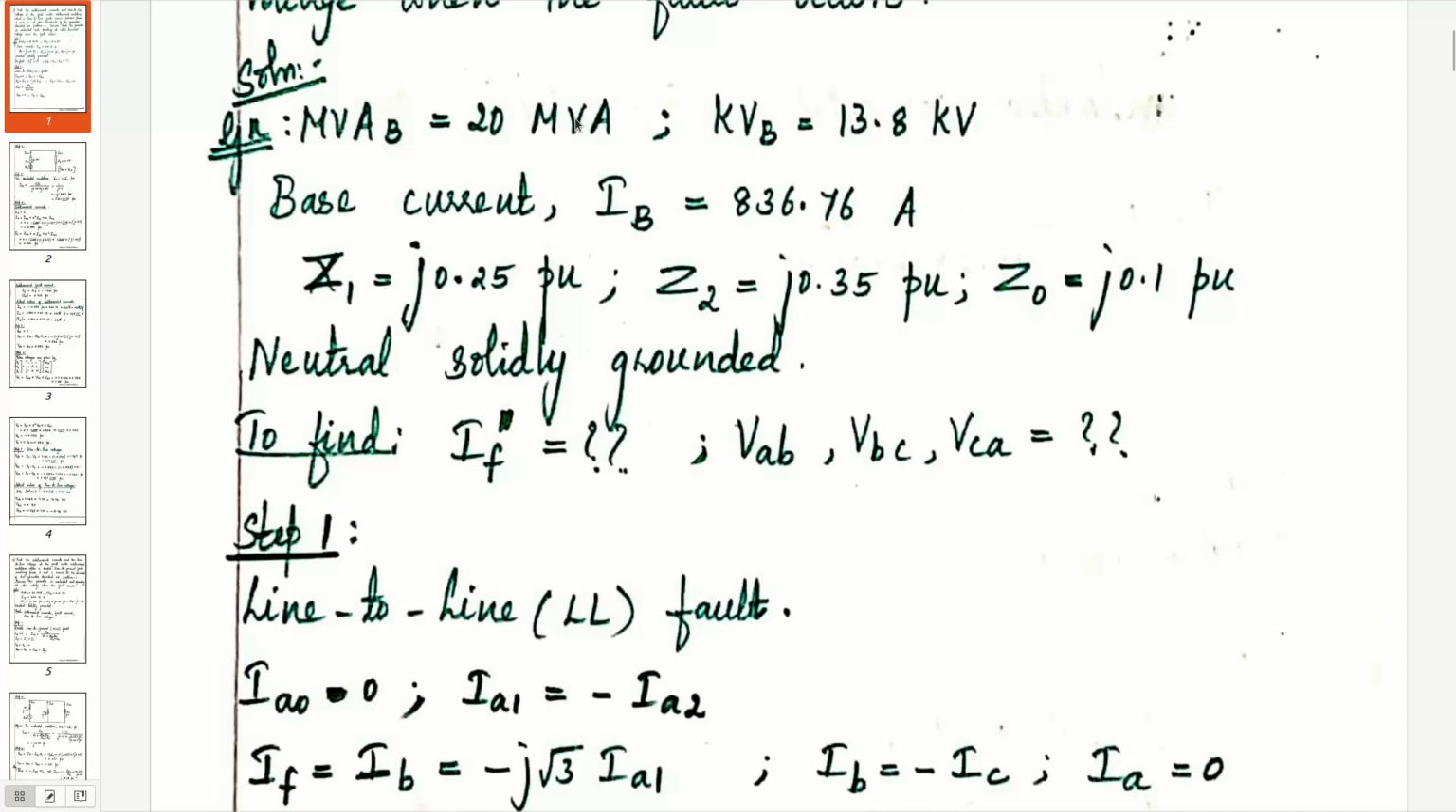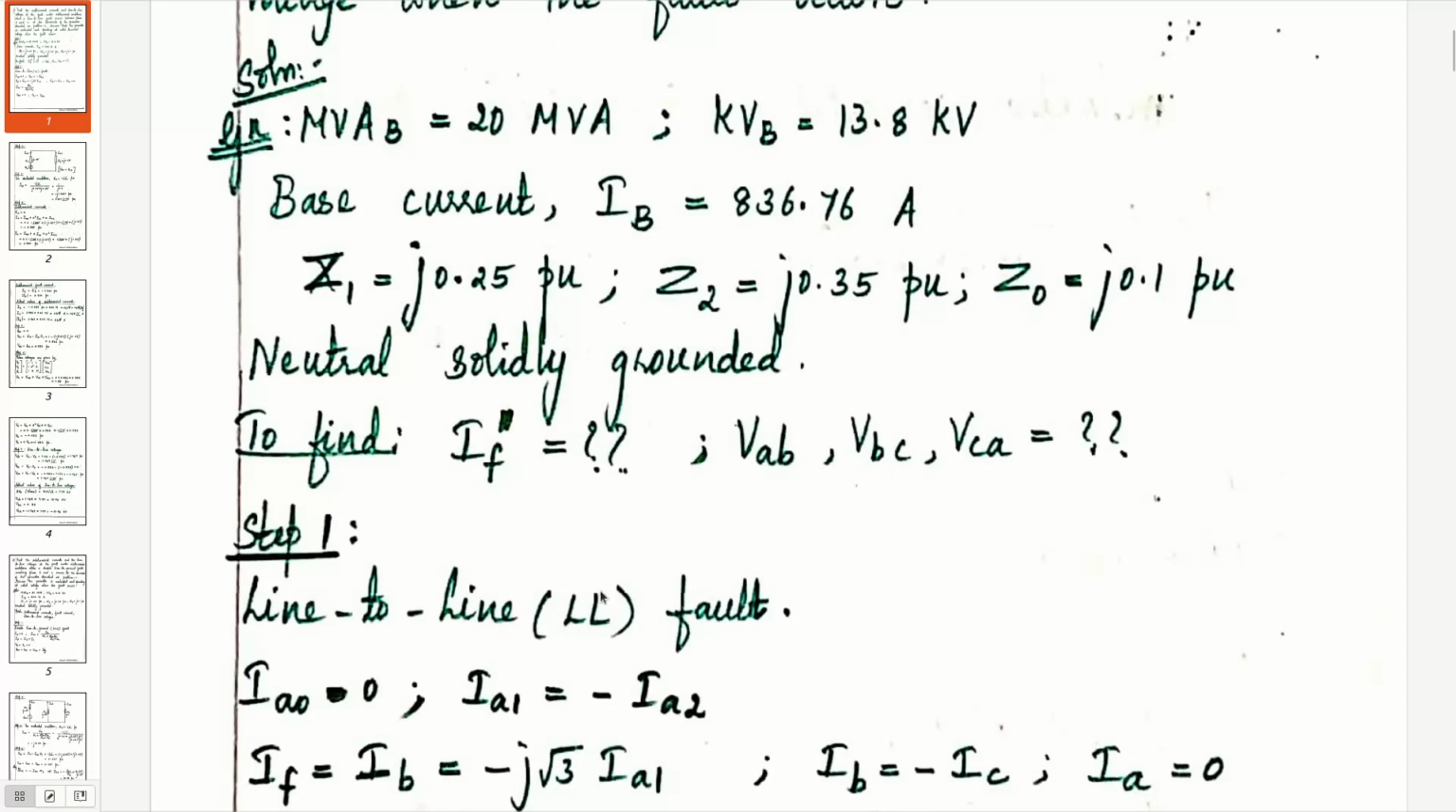To find the actual values of the subtransient currents, we calculate the base current by considering the generator ratings as the base values. Base current IB is equal to 1000 times MVAB divided by root 3 times KVB. The formula we used in problem 1 can be used here. IB is equal to 836.76 ampere. The generator in problem 1 is unloaded with its neutral solidly grounded, so don't consider Zn. We are asked to calculate the subtransient currents and the line to line voltages.